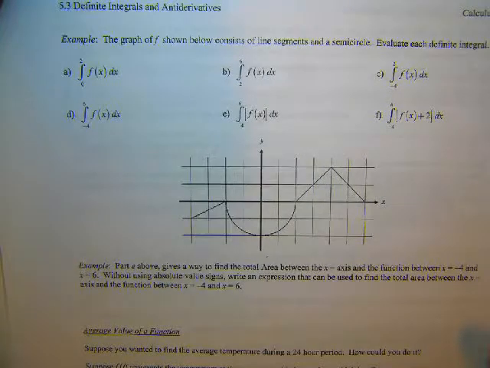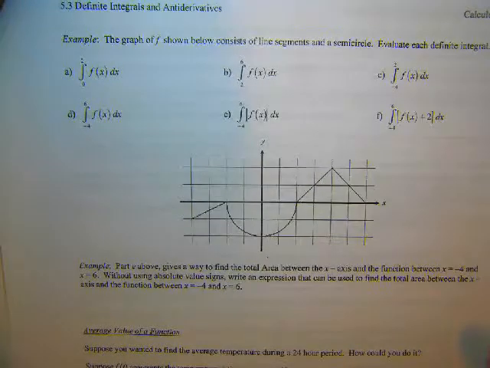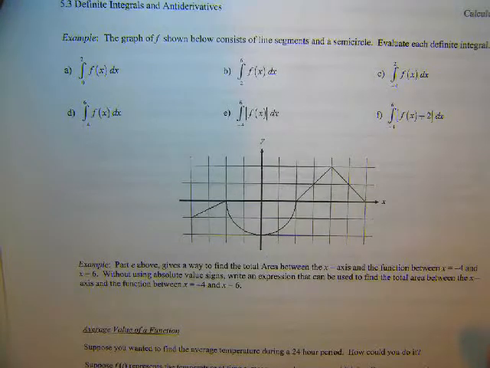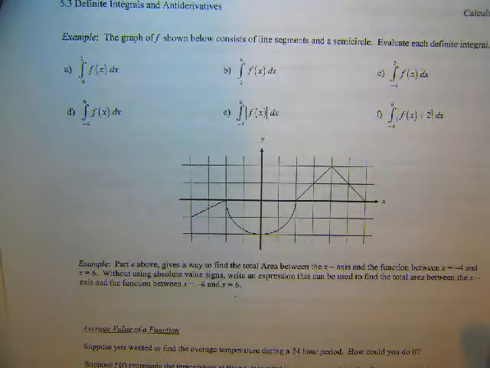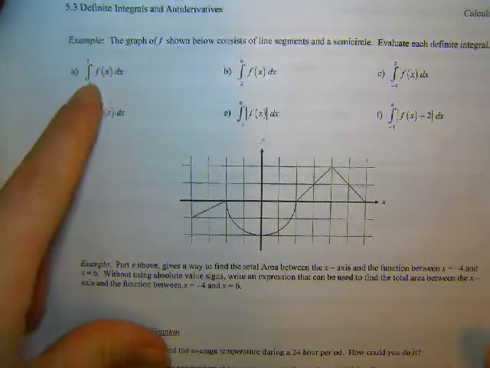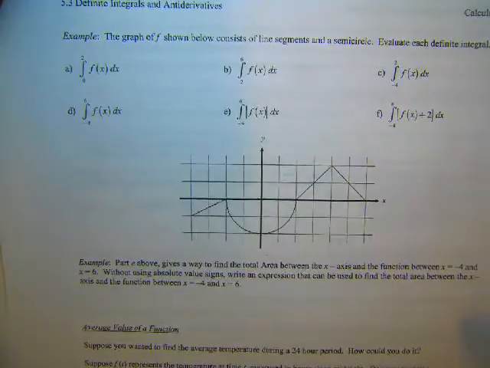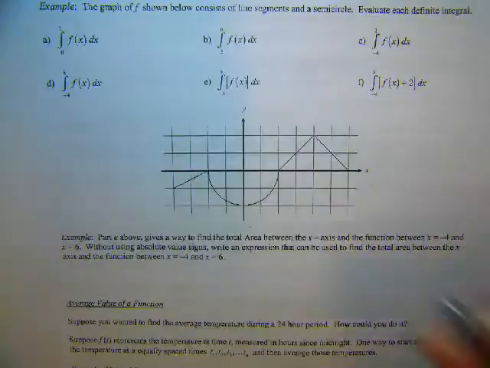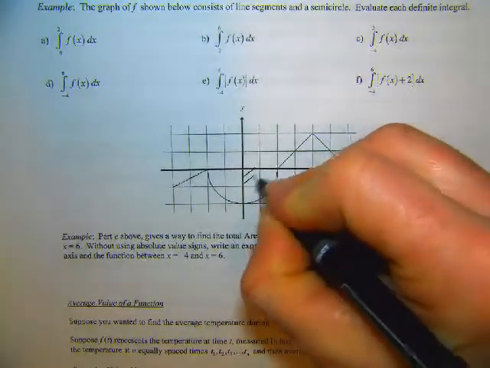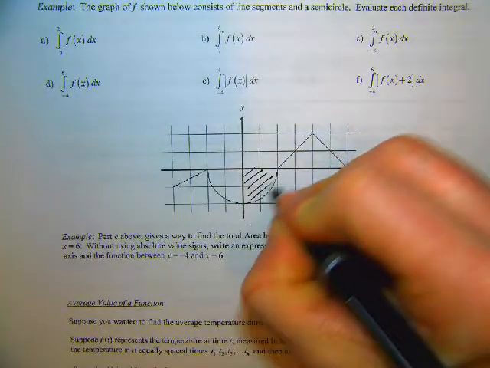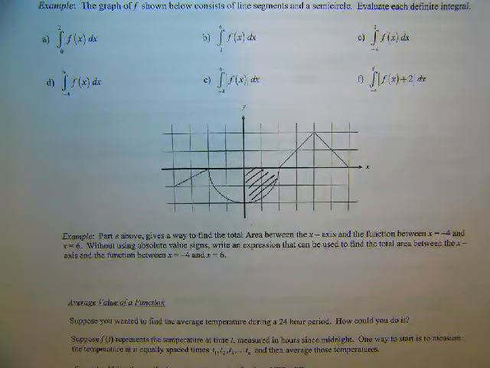Area. Let's keep in mind, even though there's no such thing as negative area, if the area is below the axis, we're going to make the integral negative. Okay? So 0 to 2. Let's look at 0 to 2. I'm going to shade it. That's a quarter of a circle, agreed?